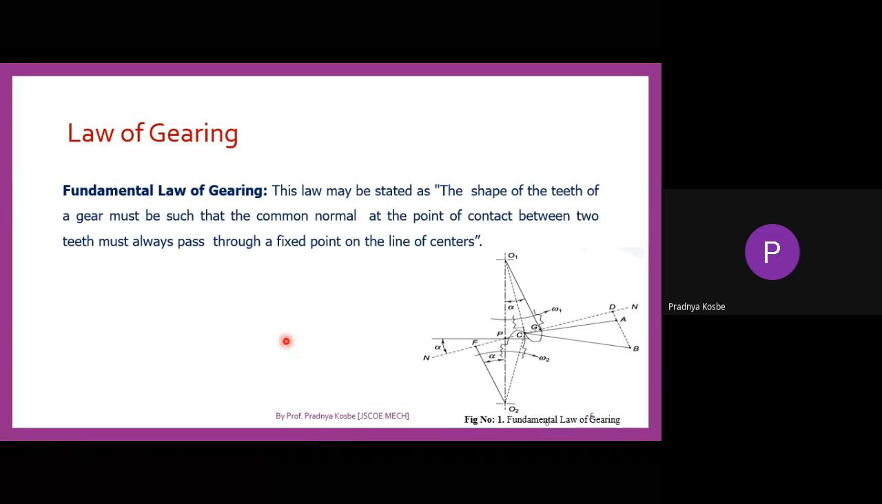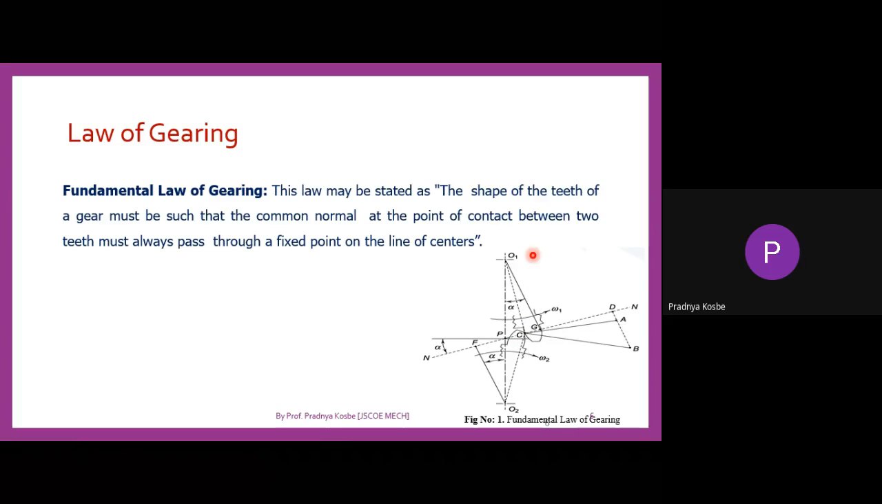Law of gearing. Already you have learned this law of gearing in Theory of Machines 2. The law of gearing is stated as: the shape of the teeth of the gear must be such that the common normal at the point of contact between two teeth must always pass through a fixed point on the line of centers. Here you can see, the point of contact is point C.